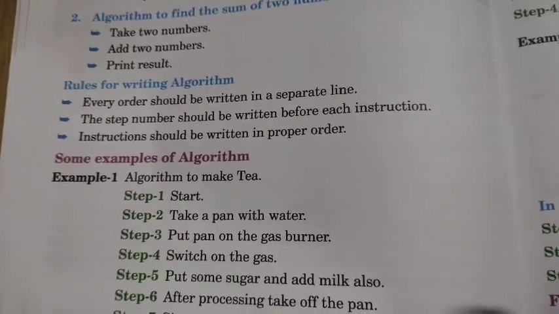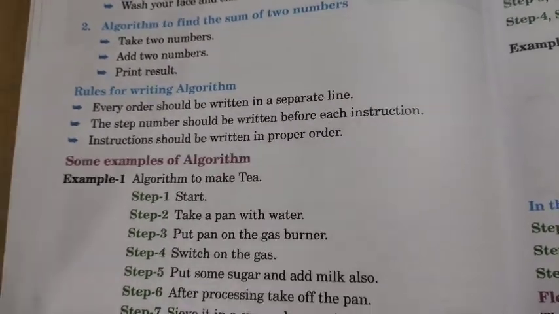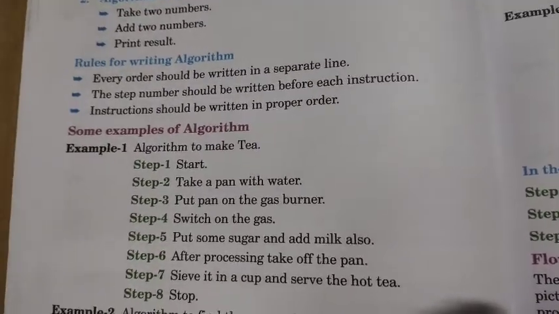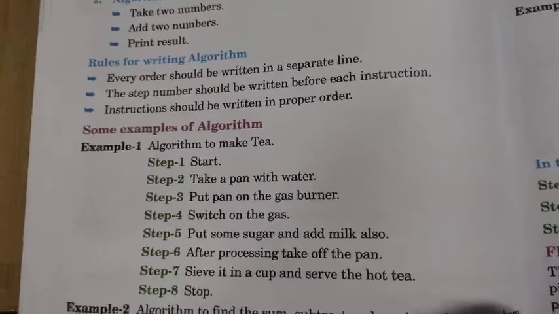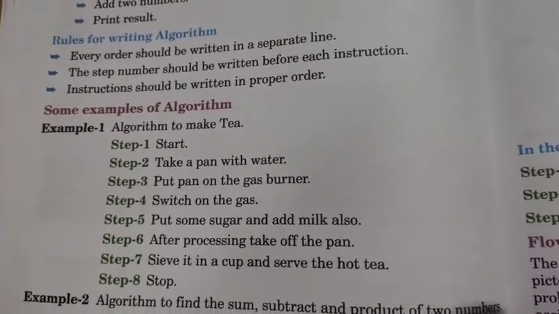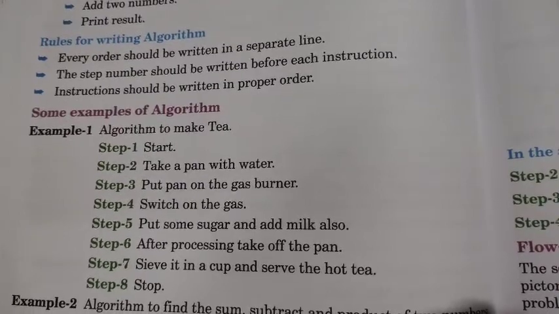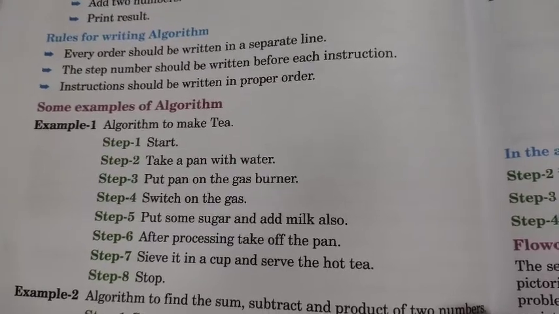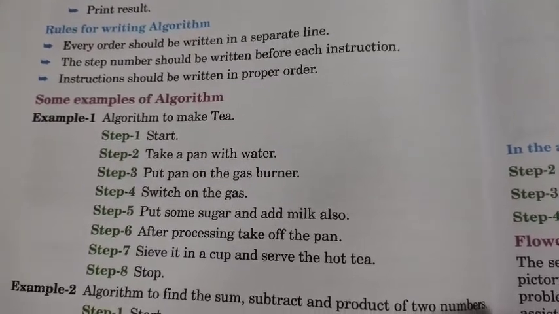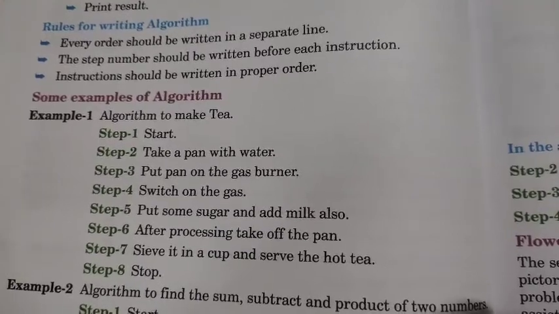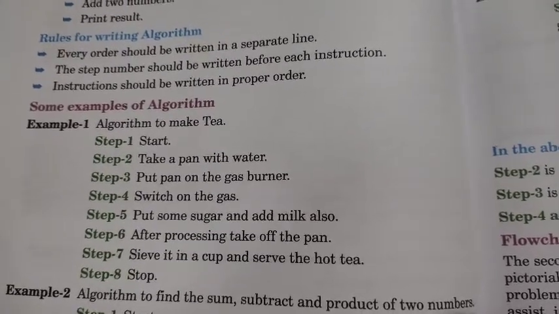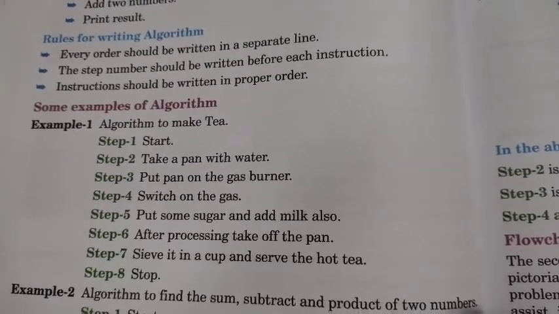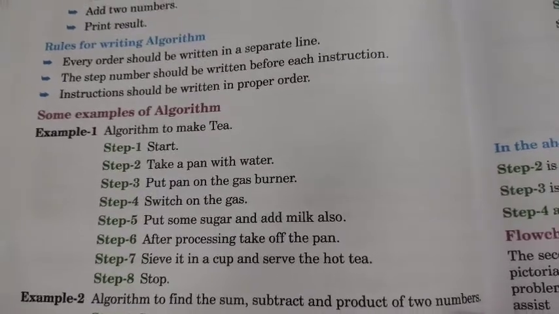Some examples of algorithms. Example 1, algorithm to make a tea. I know many of you know how to make tea. So if you want to make tea, there is an algorithm. What is the algorithm to make a tea? Number 1, start. Number 2, take a pan with water. Put the pan on the gas burner. Switch on the gas. Put some sugar and add milk also. After processing, take off the pan, sieve it in a cup and serve the hot tea. Number 8, stop. So these are the steps.